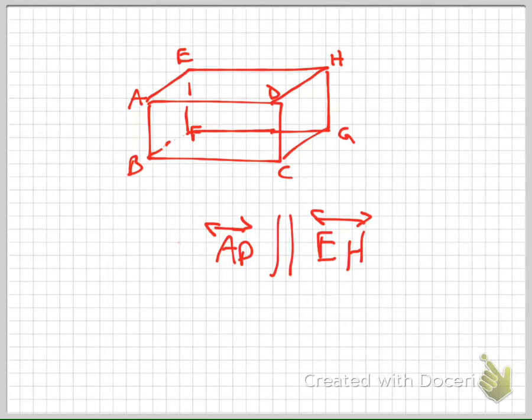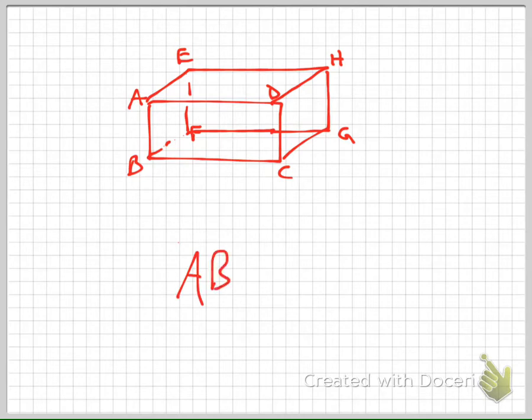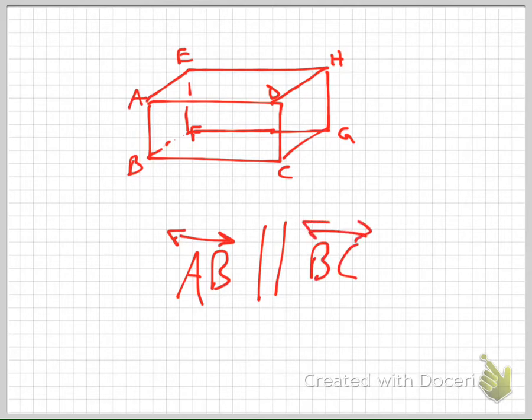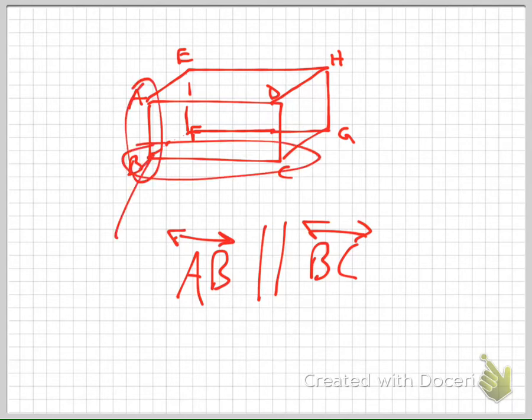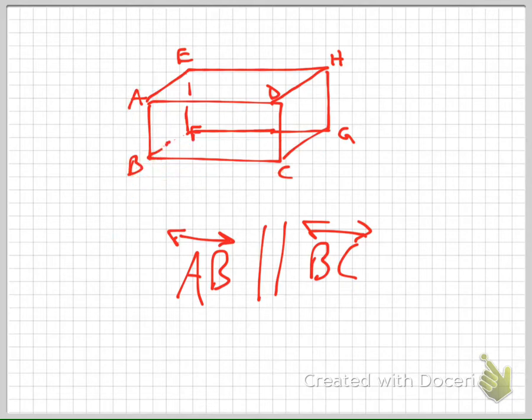Okay. What about this? Is line AB parallel with line BC? No. Why not? They intersect. That's the good word I'm looking for. If two lines intersect, they cannot be parallel because that means that they touch, right? Line AB and line BC, they touch at that corner, right? We all see that? Excellent.